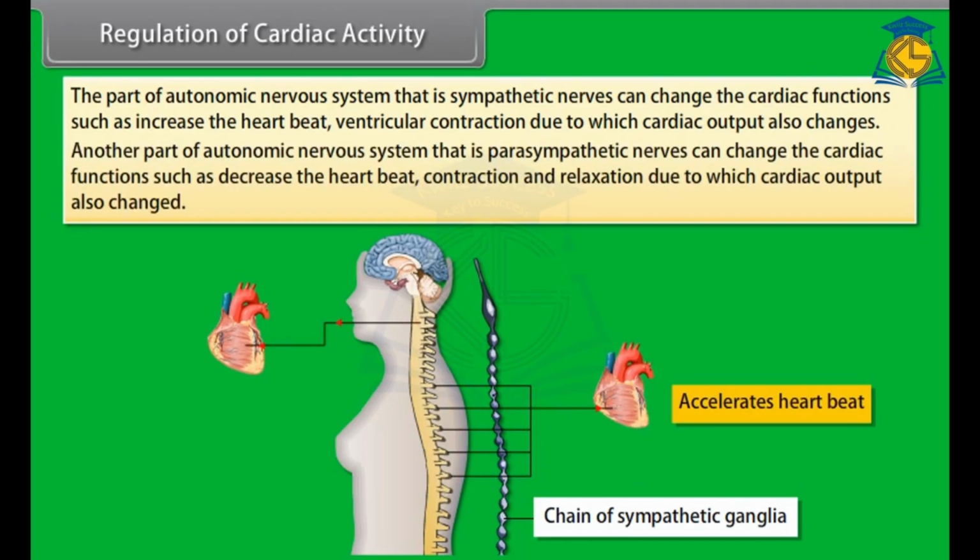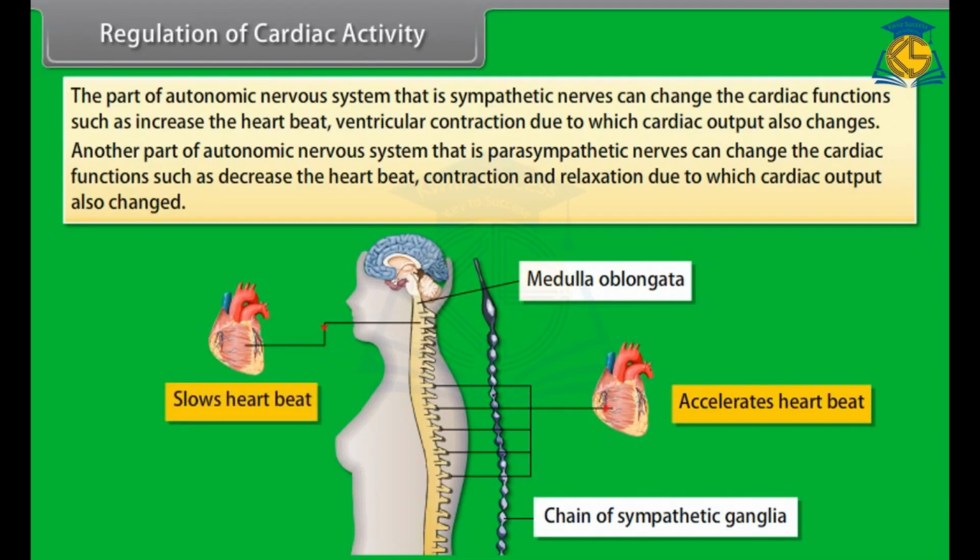Another part of the autonomic nervous system, that is, the parasympathetic nerves, can change cardiac functions, such as decreasing the heartbeat, contraction and relaxation, due to which cardiac output also changes.